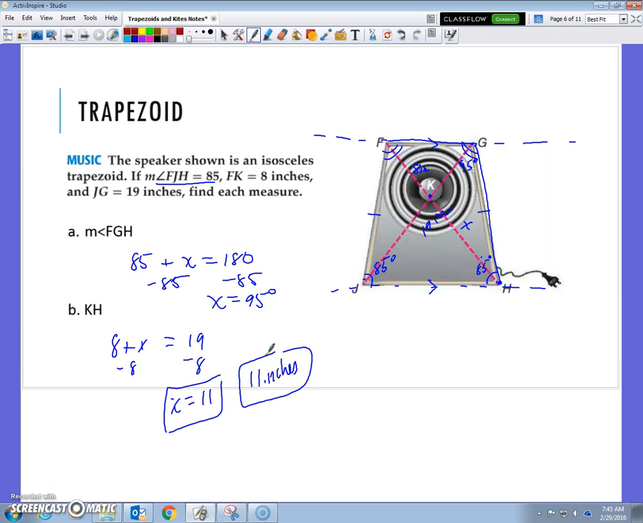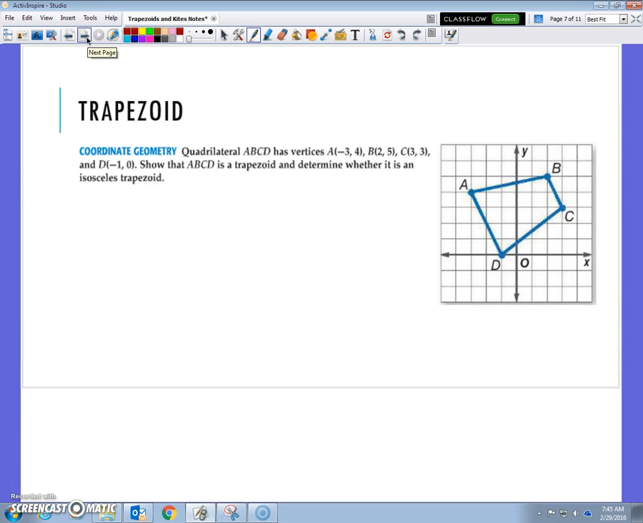So a lot of similarities to isosceles triangles. Notice that some people were not doing these problems, but they're a big part of this chapter. So let's go ahead and take a look at these. It says the quadrilateral ABCD has vertices A, B, C, and D. I've already plotted them here, and I made this trapezoid. It says show it's a trapezoid and determine whether it is an isosceles trapezoid.